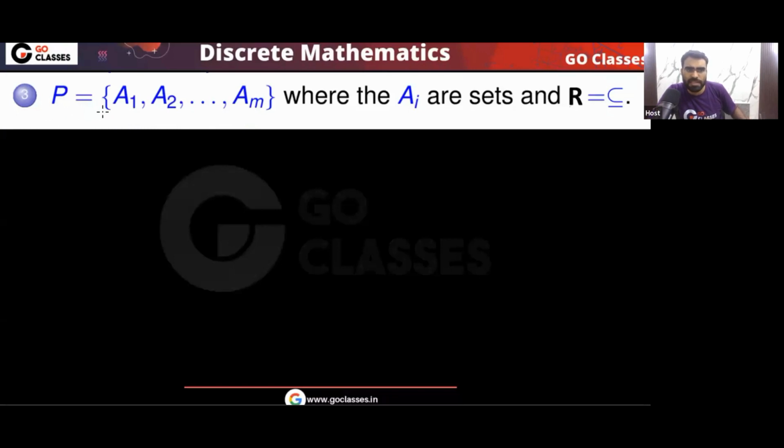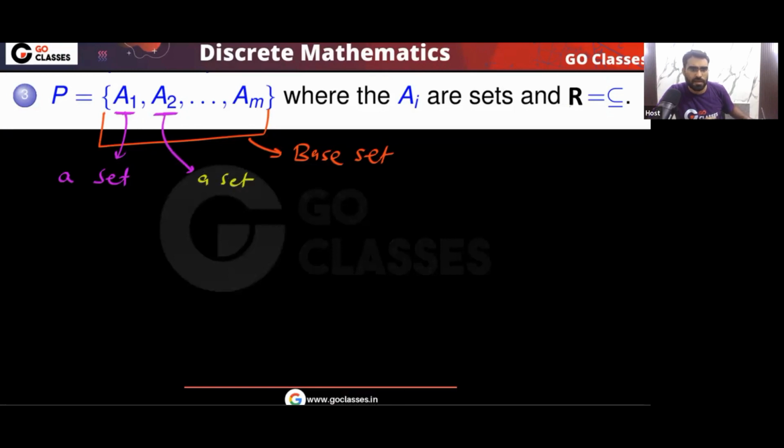Remember, this is your base set. On this set, we are defining the relation. And here you can easily see every element is a set. This element is a set. This element is a set. So every element is a set. Now, I want to know how will you prove that the subset relation is reflexive, antisymmetric, transitive?